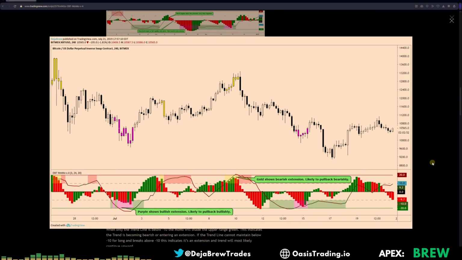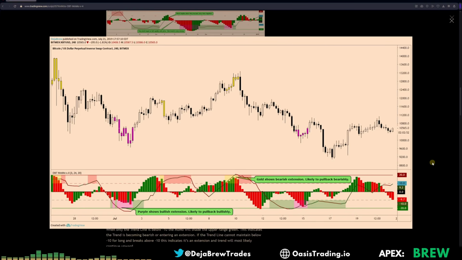Okay. Another thing we can look for with this indicator is extensions. So when it is showing a purple shading or gold shading, this would be something we consider is extended. And what we mean by extended is it's just kind of waking us up. It's telling us, hey, this is getting a little bit ridiculous. They probably should be looking for a pullback.